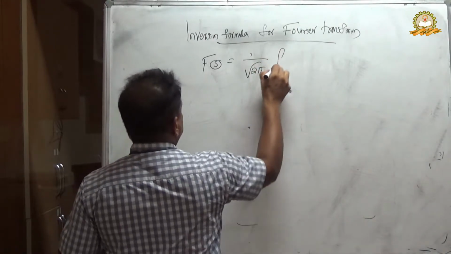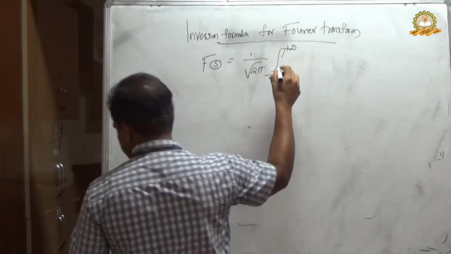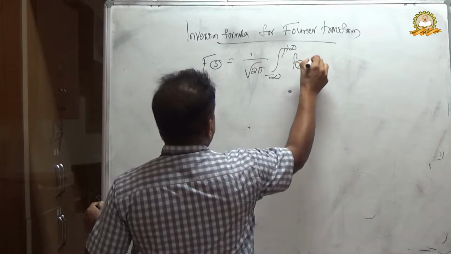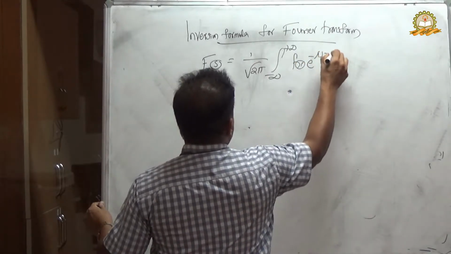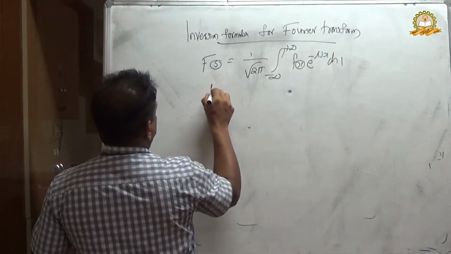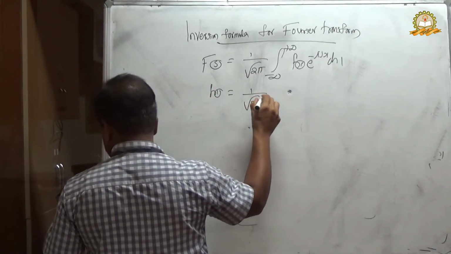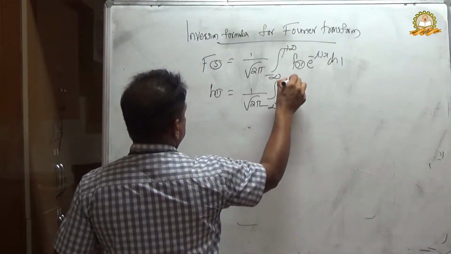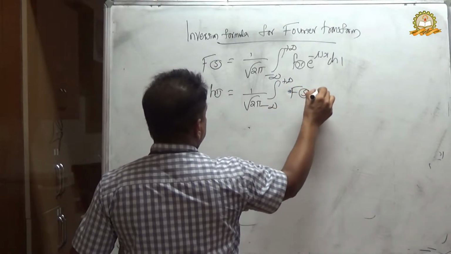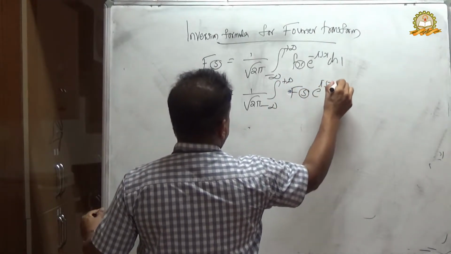Next problem. The Fourier transform: integral from minus infinity to plus infinity of f of x e raised to minus isx dx. Inversion formula: f of x is equal to 1 by root of 2 pi times the integral from minus infinity to plus infinity of f of s e raised to isx ds.